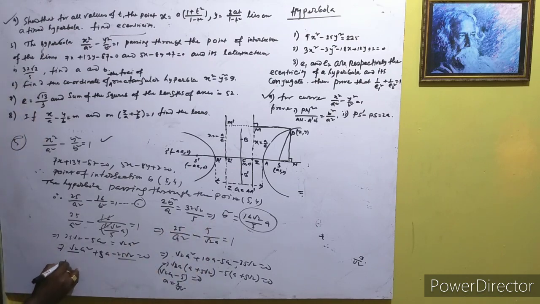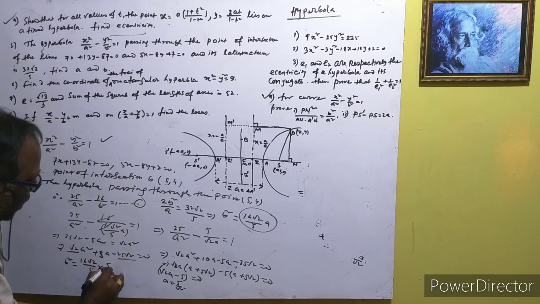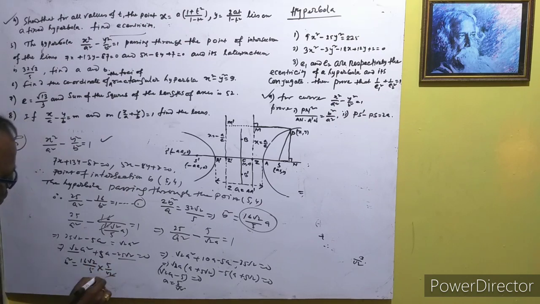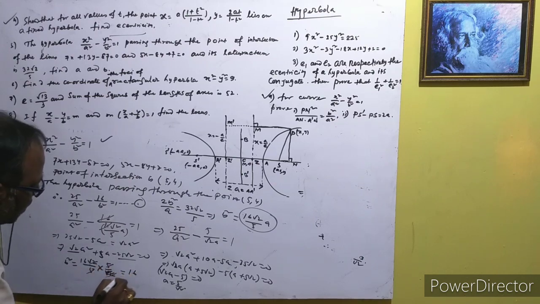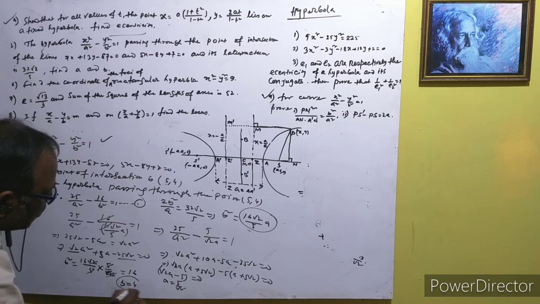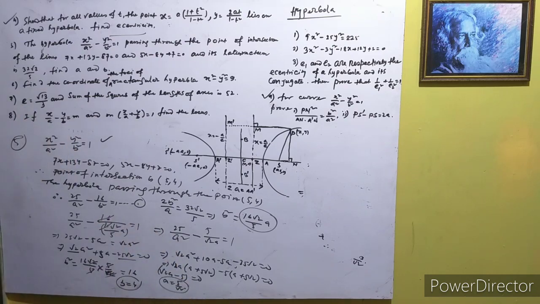Now you know the value of b and a are also positive, so we can't take a negative sign. So now 16 and root 2 by 5, and a here is 5 by root 2. Okay, here, this root 2 and root 2 are cancelled, 5 are cancelled, this is 16. So you get here b is 4. So b is 4 and a is this.